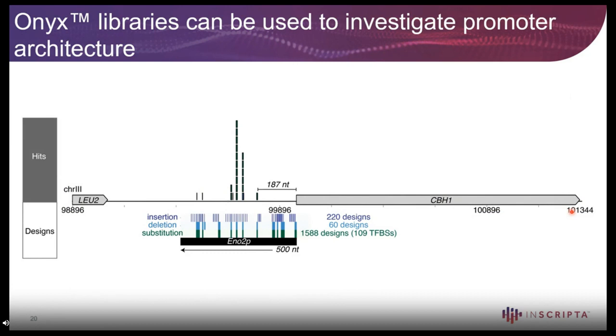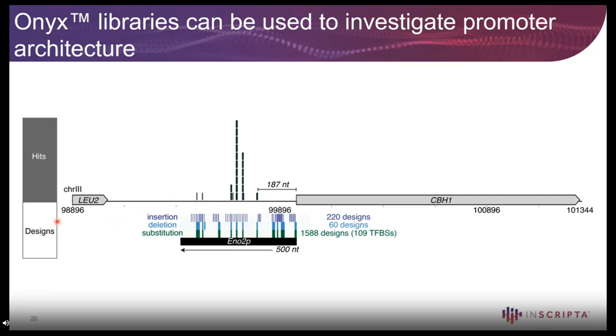Okay, now I wanted to talk about the libraries that target the ENO2 promoter itself, so the promoter that's used to drive the CBH1 expression. And we wanted to see if we could use Onyx libraries to investigate the promoter architecture. So I'm showing the CBH1 open reading frame here, as well as about 500 nucleotides of the ENO2 promoter upstream of the CBH1 gene.